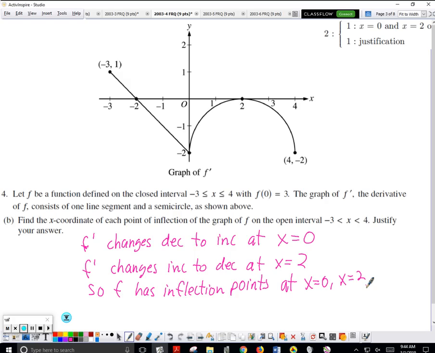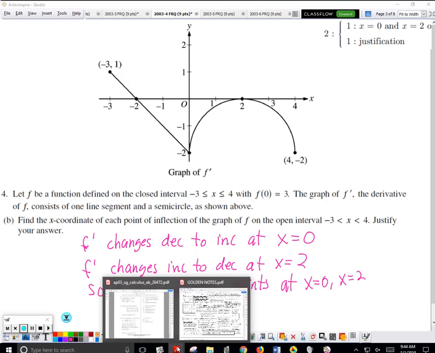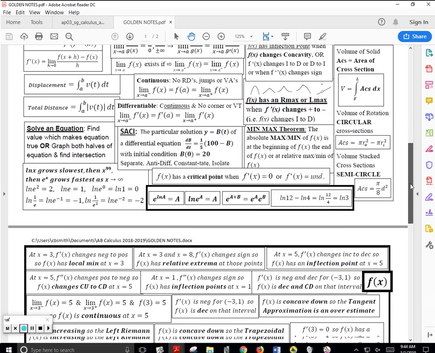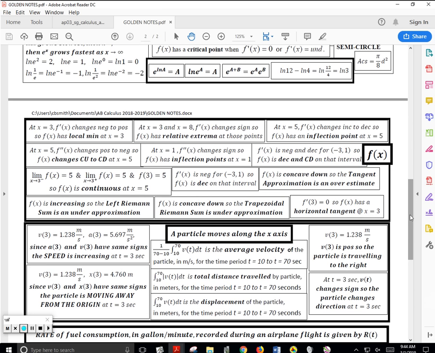Again, if you can't quite remember how to phrase it, if you just look on the back of the card, there's an example right here. At x equal 5, f prime changes increase to decrease, so f has an inflection point at x equal 5. Next one.